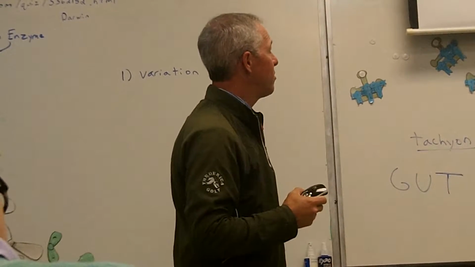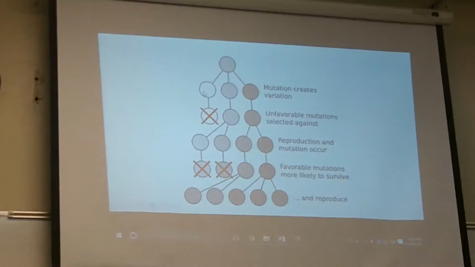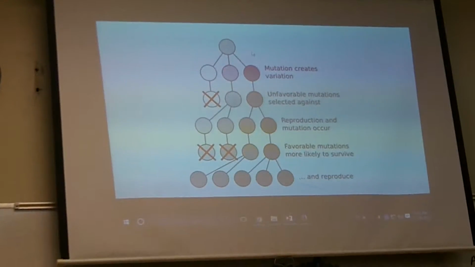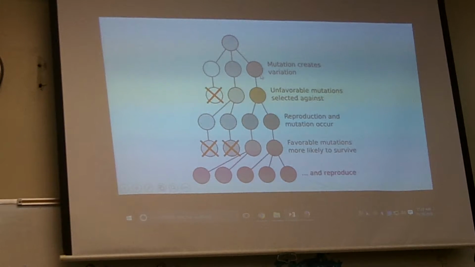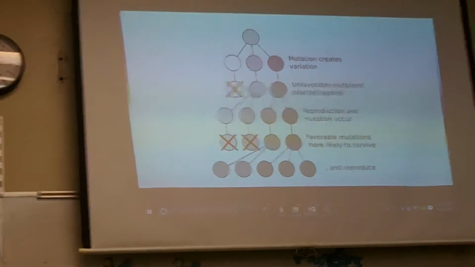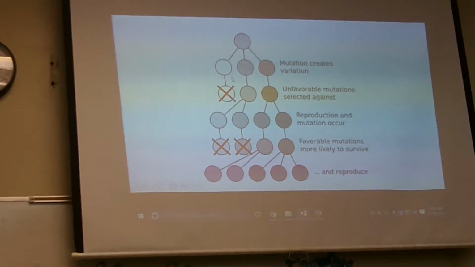In this sample population, each circle represents an organism, and some organisms are light colored and some organisms are dark colored. That's an example of variation. Some are medium. So organisms vary.